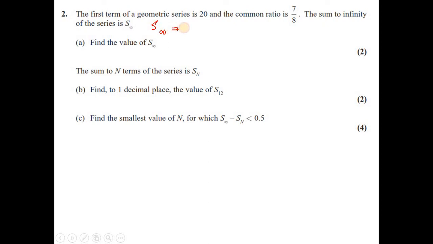The formula for S infinity is a divided by 1 minus r. A is the first term, r is the common ratio. So you just substitute the values. You can say that 20 divided by 1 minus 7/8, and then you can take the LCM in the denominator. So 20 divided by 8 minus 1 over 8, which is 1/8, so 8 goes up, so 160. So this is your sum to infinity.